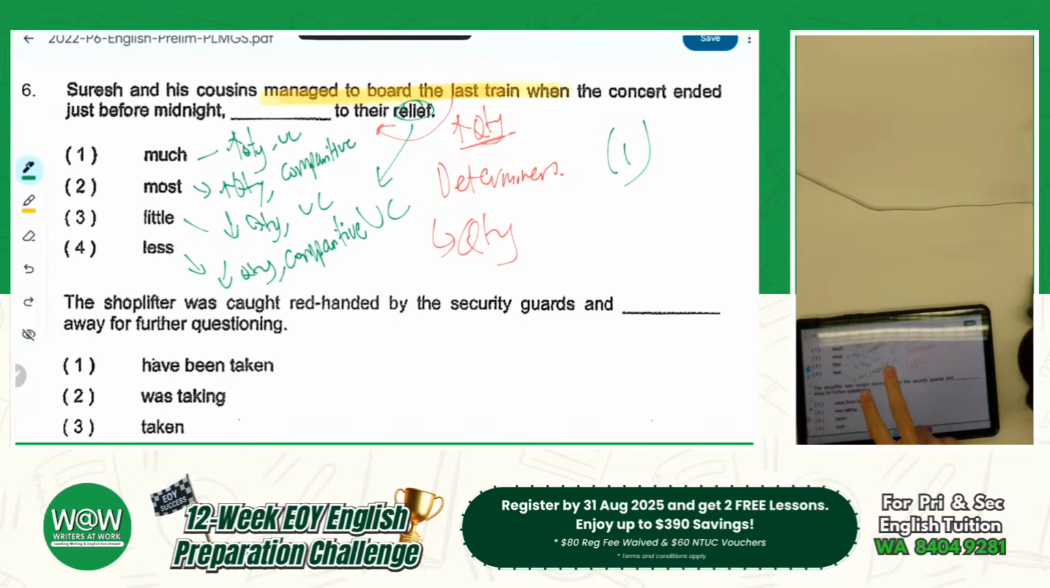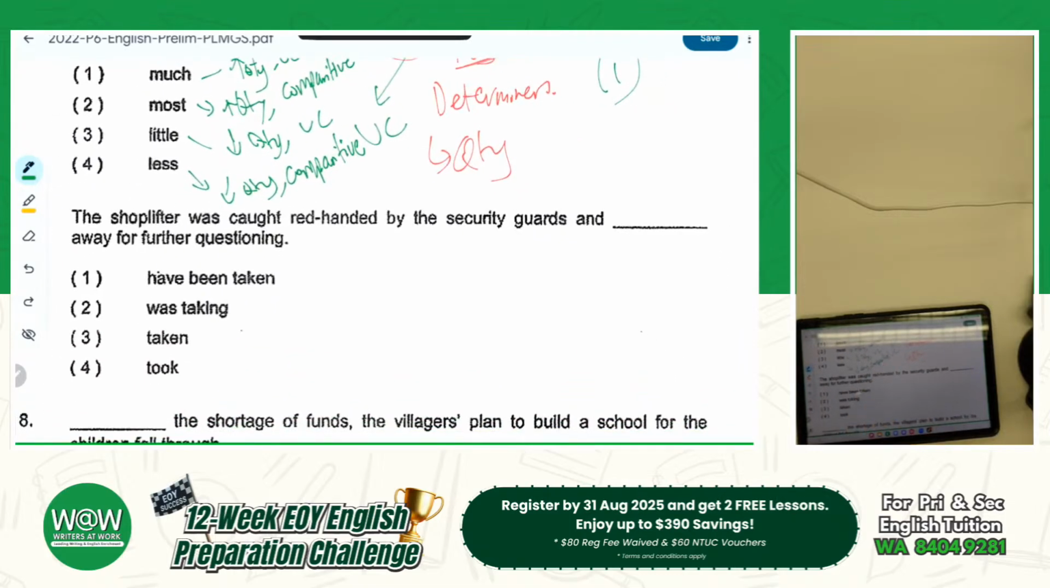Now look at number 7. The shoplifter was caught red-handed by the security guards and dashed away for further questioning. Okay, so for question 7, we're interested in tenses. And there are 2 things that we observe in this question. He was caught red-handed. Okay, so over here, it really tells you that it's in the past tense, right? Now with that in mind, let's take a look at the options.